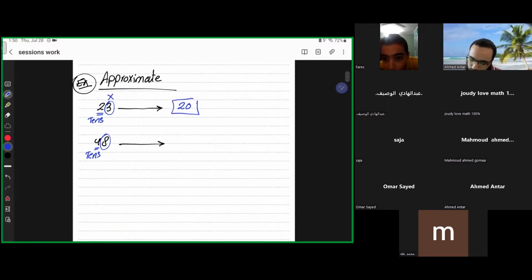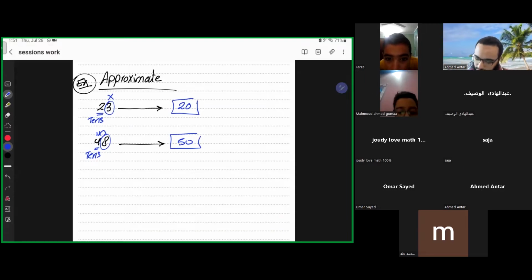So the 8 is a rich number, correct? Then it will give the 4 another 1. So the answer right now is what? 50. Yes, very excellent. Because the 4 will increase by 1, then it's 5, and the 8 becomes 0. We can write the numbers which are beside the tens on the right, all of them, as a 0, correct?